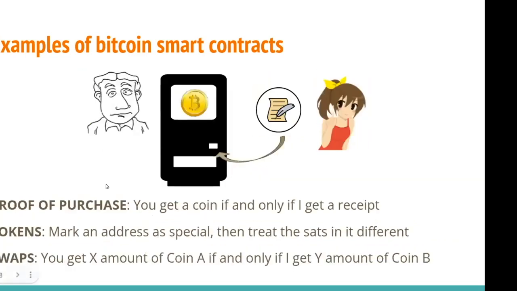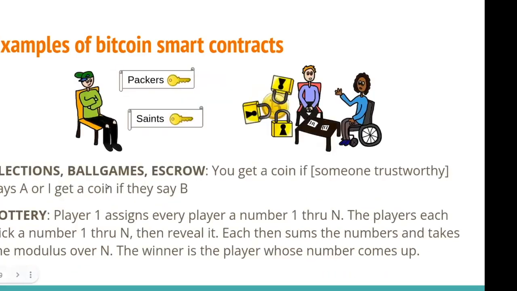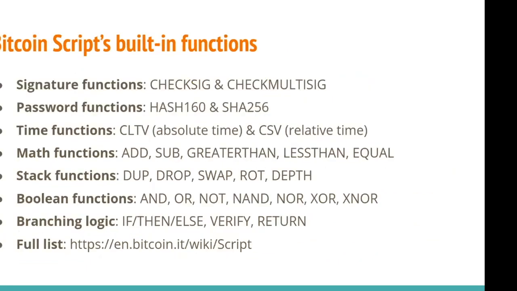Anyway, these are some examples of things that I personally have built. I've definitely built proofs of purchase, tokens, swaps, elections. I'm going to build a ball game contract with you today. Lotteries. There's a whole lot of stuff you can build just natively using Bitcoin. But let's talk about some of the built-in functions of Bitcoin. Bitcoin's programming language is called Bitcoin script, and these are not all the functions it has, but these are the ones that I most frequently use personally.